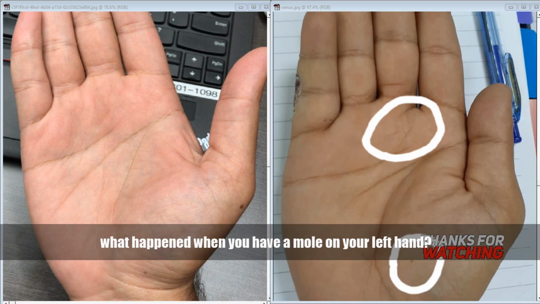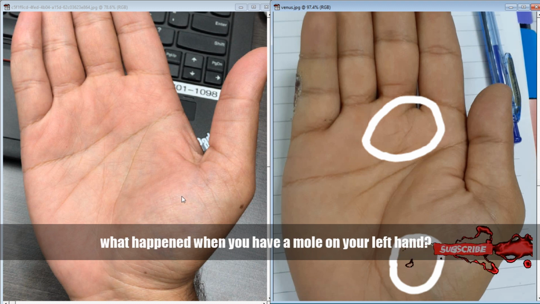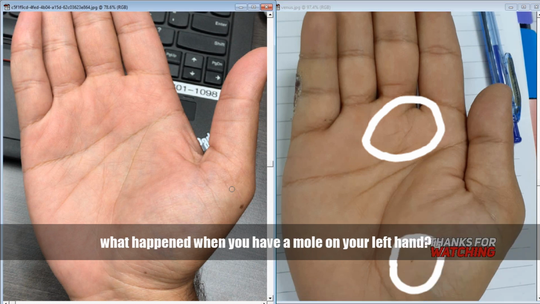And now we straight away head to answering this particular question regarding the mole on the left hand. Try to understand that it doesn't matter if it's your left hand or your right hand. This is the right hand that we're seeing. It doesn't matter much whether you find the mole on the left hand or the right hand. A mole is a mole.